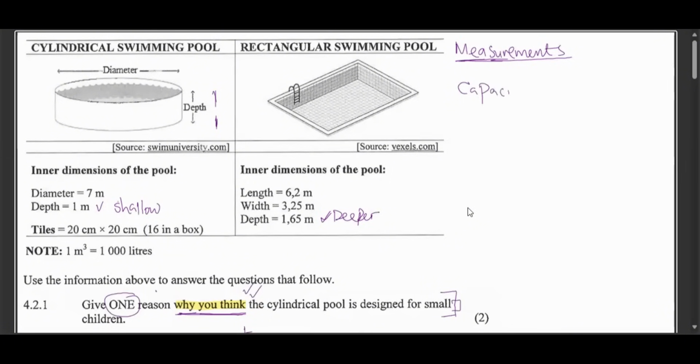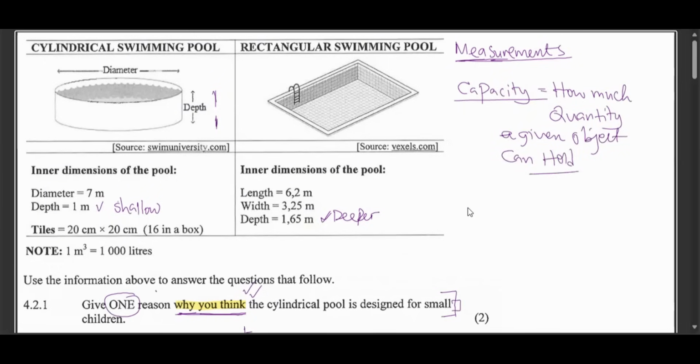Capacity in actual sense, we usually say capacity is how much quantity a given object can hold. How much can it hold? So that's the capacity in general. Then what about the capacity of the swimming pool? Now for you, say it's the capacity of the swimming pool.